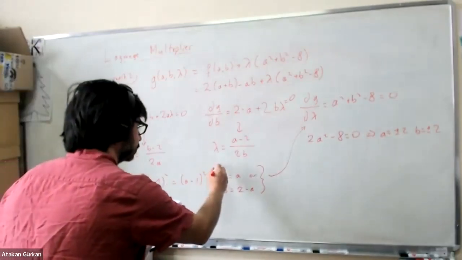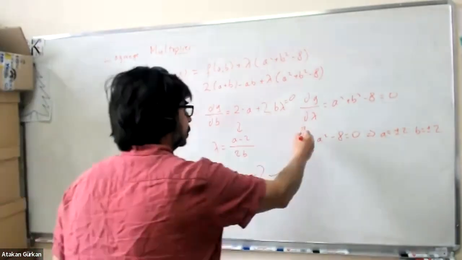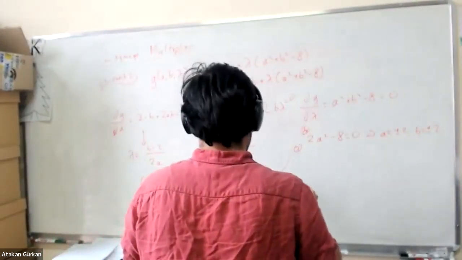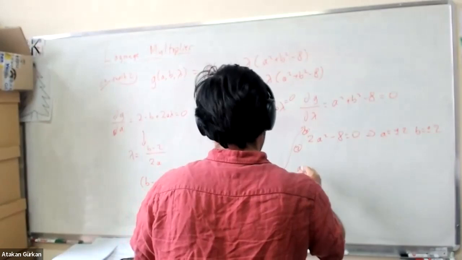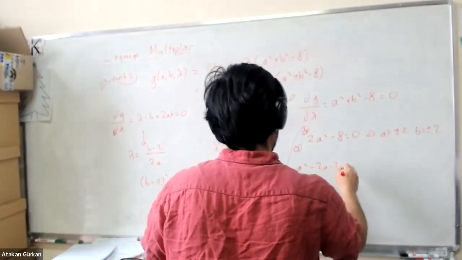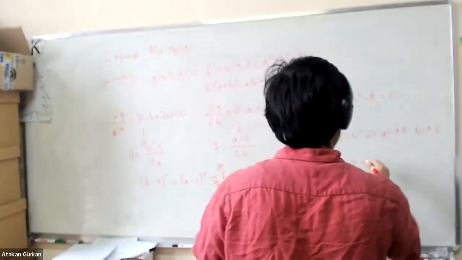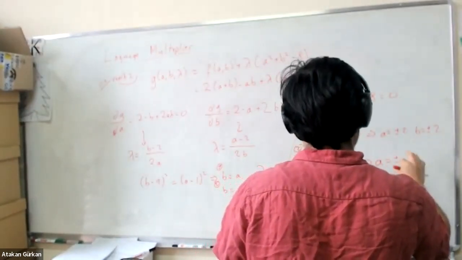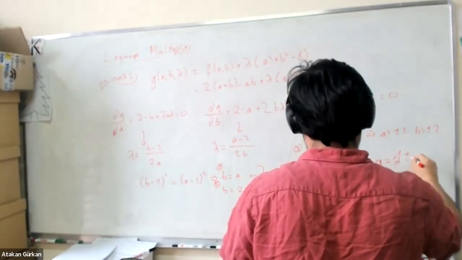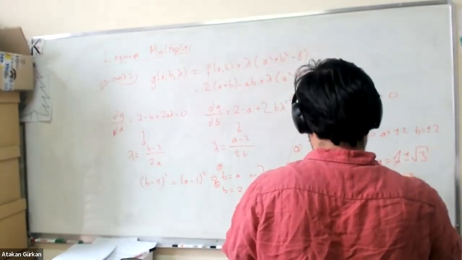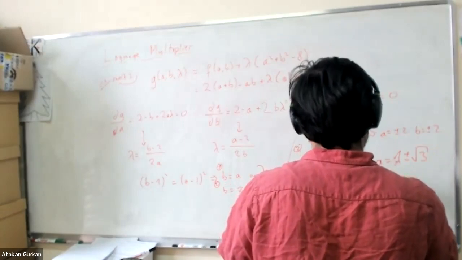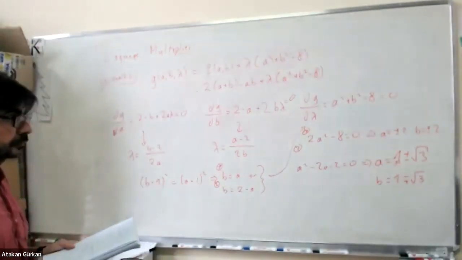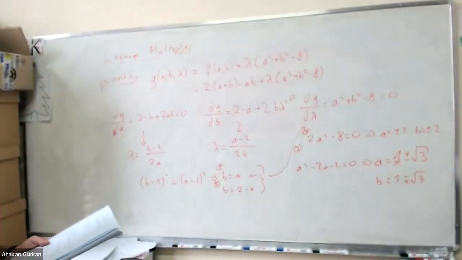Okay. So let's go to solution 1. Solution 3. This is 1. For 2, we get a squared minus 2a minus 2 equals 0. And that gives something a bit more complicated. A is equal to 1 plus or minus square root of 3, and b is equal to 1 minus or plus square root of 3.